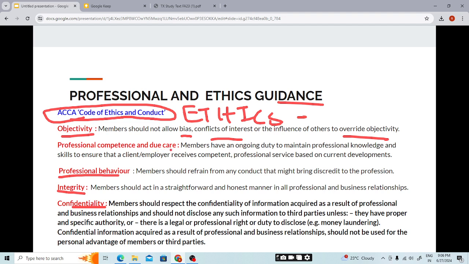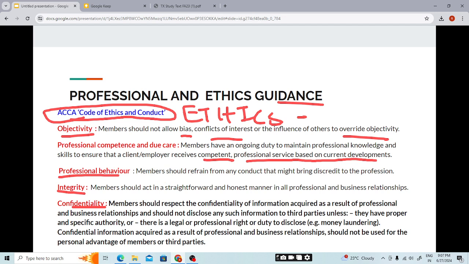Professional competence and due care: members have an ongoing duty to maintain professional knowledge and skills to ensure that a client receives competent professional service based on current developments. Objectivity means he must not come under any influence. Professional competence and due care means he must be updated with the knowledge and skills required in the current scenario and the current time. As the world is developing, as the economy is developing, the rules and regulations will be changing. So the tax practitioner should be aware of those rules and regulations.